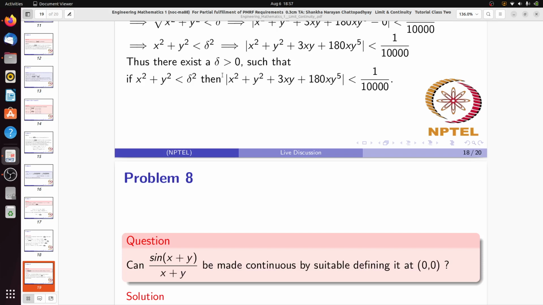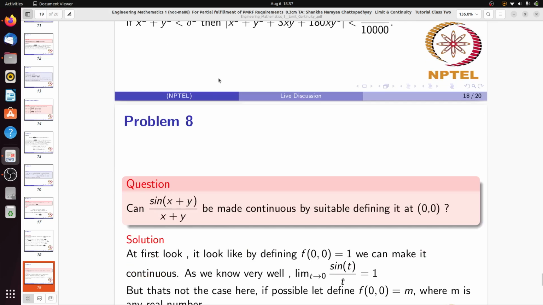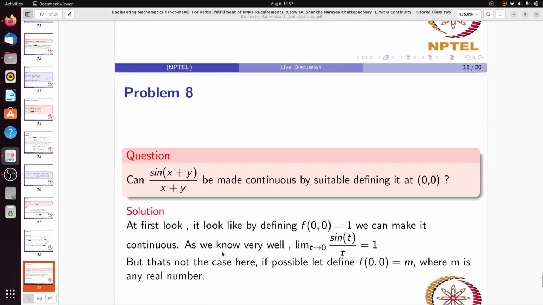Okay, see. So sin(x plus y) by x plus y, at first look it looks like by defining f(0,0) equal to 1 we can make it continuous. As you know very well, the limit as t tends to 0 of sin t by t equals 1, and I think we have actually proved this result. But that's not the case here. If possible, let us define f(0,0) equal to n, where n is any real number.